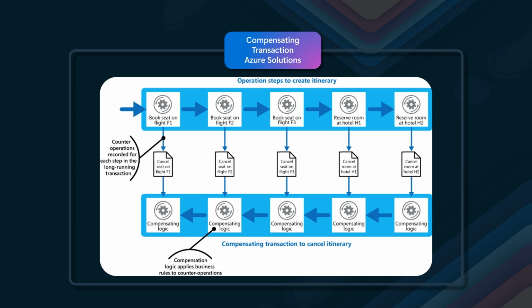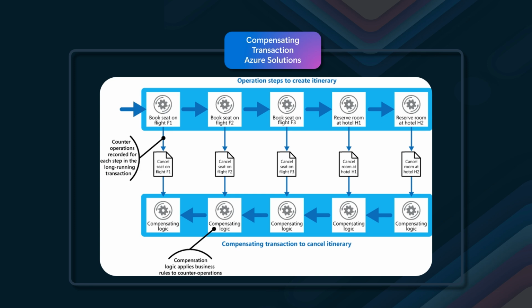In this example, customers use a travel website to book itineraries. A single itinerary might consist of a series of flights and hotels. A customer who travels from Seattle to London and then to Paris might perform the following steps when creating an itinerary: book a flight from Seattle to London, book a seat from London to Paris, book a seat from Paris to Seattle, reserve a room at a hotel in London, reserve a room at a hotel in Paris.